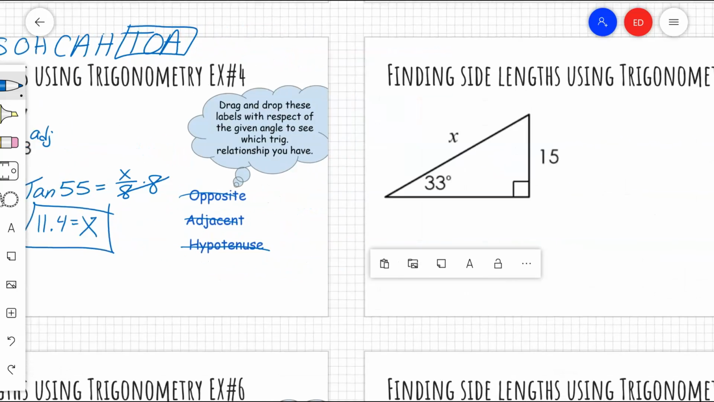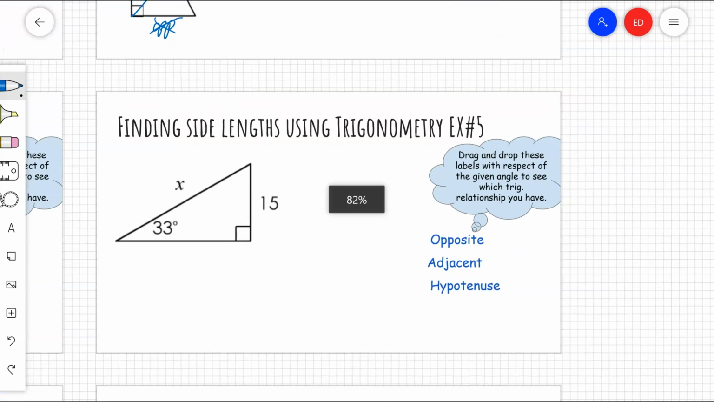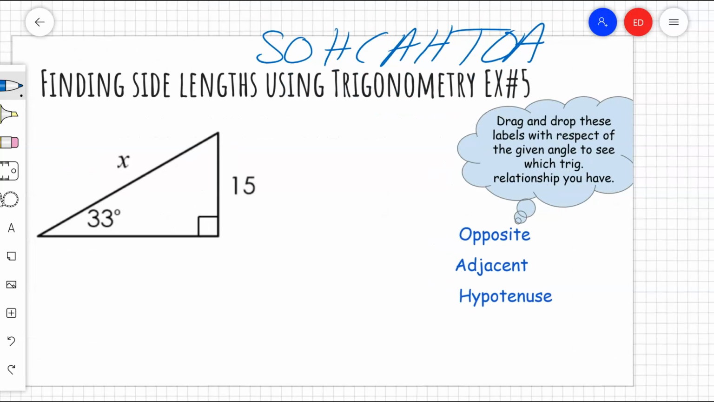Okay. Let's take a look at number 5. So for number 5, let's start it off with SOHCAHTOA. And we're going to identify those sides. Okay, so I'm going to pause the video, set it up. You show me what you got by checking what I have compared to yours.